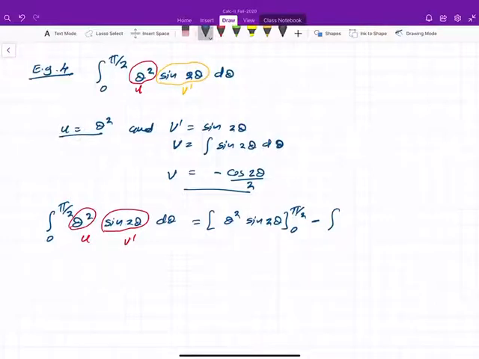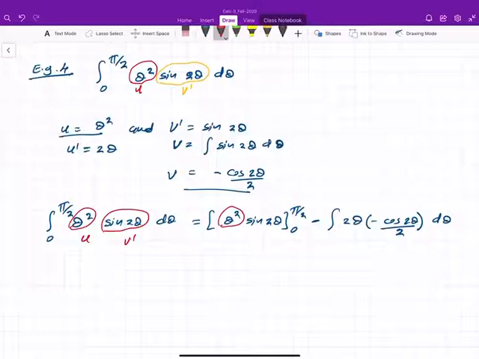You have to put u prime. You can get u prime from this. U prime should be 2 theta. That is 2 theta times v, minus cos 2 theta over 2, and d theta. You know this is u, that is v, this is u prime, wait a minute.